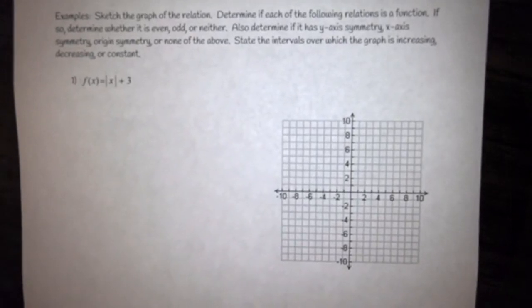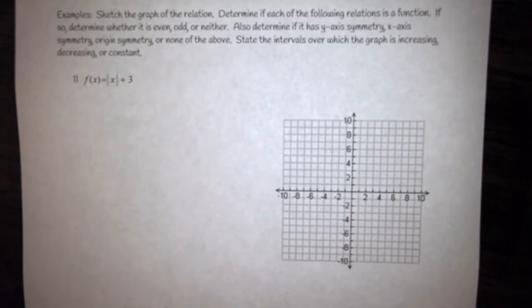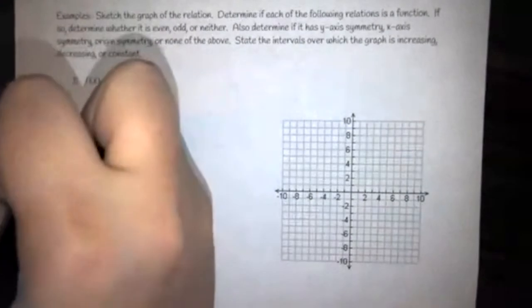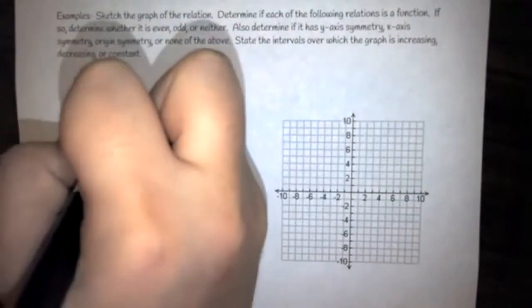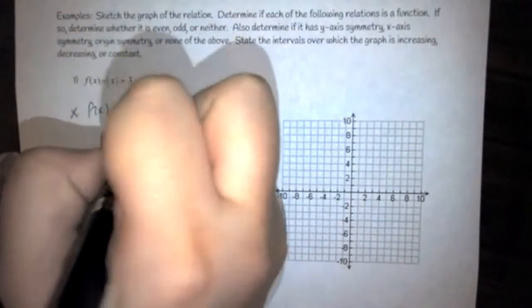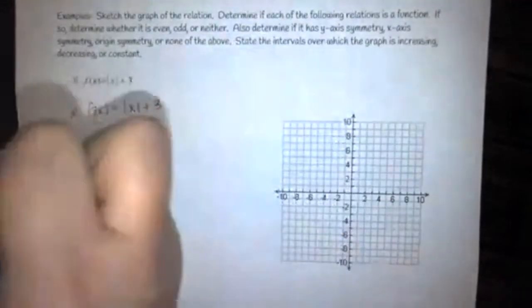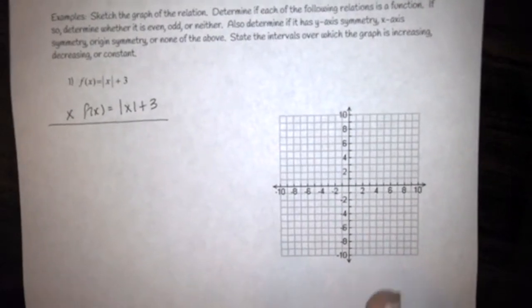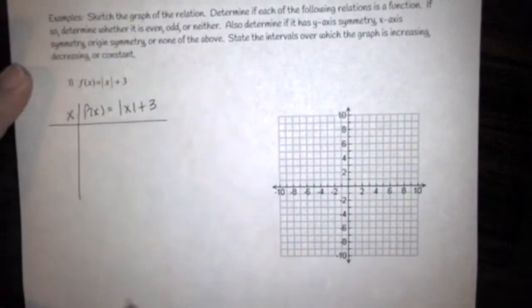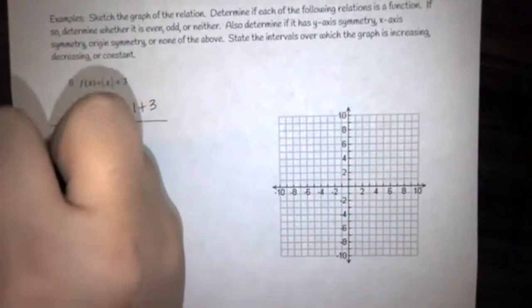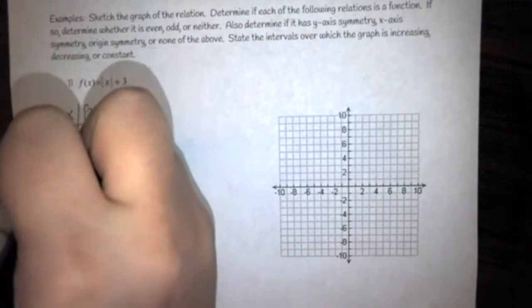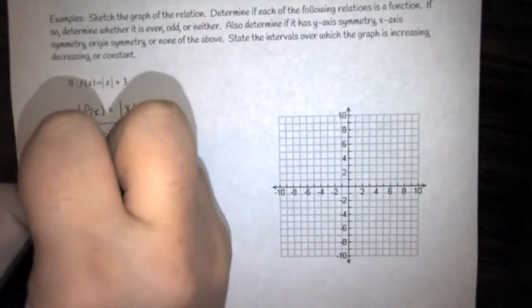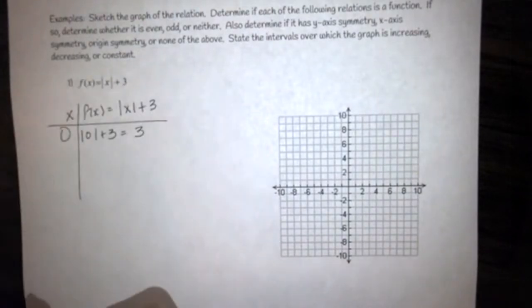So the smartest thing to do would be to create your XY table, which is going to allow you to graph. Again, we're going to have x, and then we have that f of x is the absolute value of x plus 3. We're going to pick our x values, and we're going to determine their y value counterparts in order to create a graph. The first place that I would start again is at the origin. So I've got the absolute value of 0 plus 3, which gives me 3 as a result.